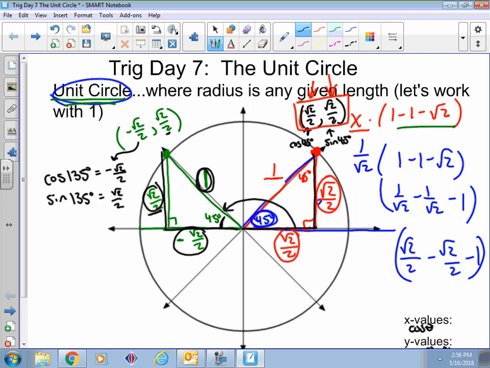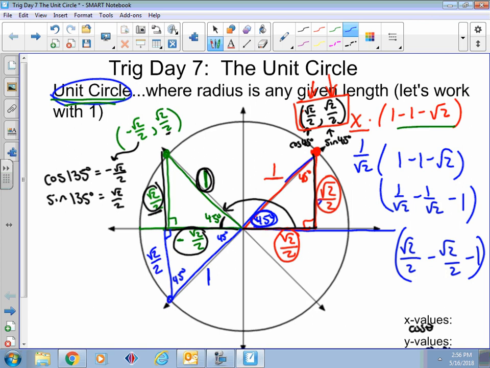And I can do this for every one of these 45-degree reference angles. Let's look at another one. 45-degree reference angle. If you don't know what a reference angle is, go back to, I think it's day 5, and look up what a reference angle is. 45, 45, 90, right triangle. We want the hypotenuse side to be a 1. We want the radius of our unit circle to be 1. The sides are the same length.